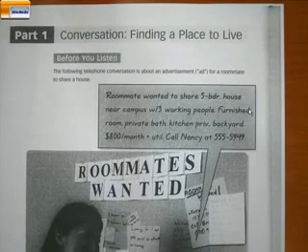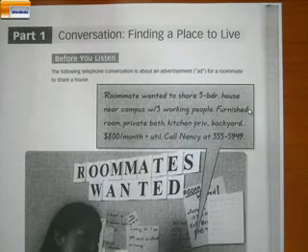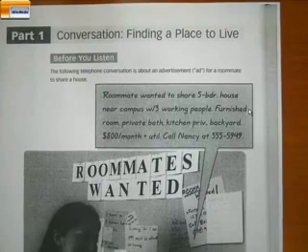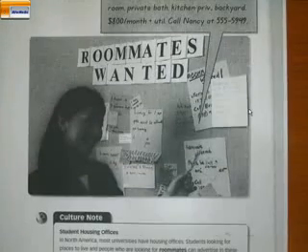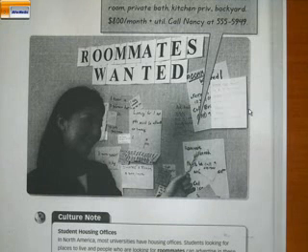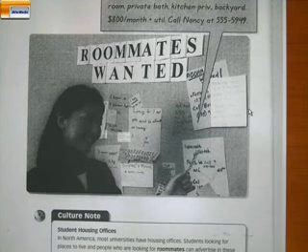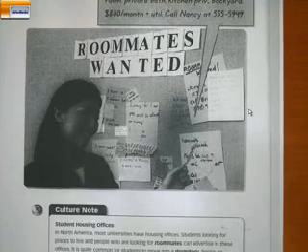Call Nancy at 555-5949. Do you remember Nancy in our first unit, the English teacher? And you'll also remember this lady. This is Mari, the Japanese student. Now, Mari is looking for a place to live, and she sees this advertisement, and we're going to hear her calling Nancy about a place to stay.